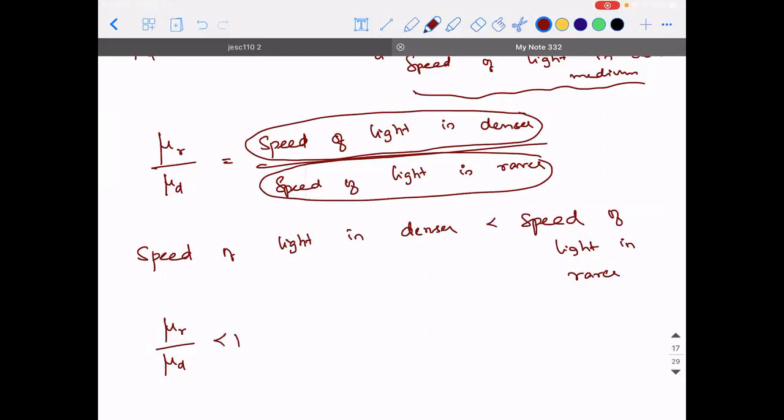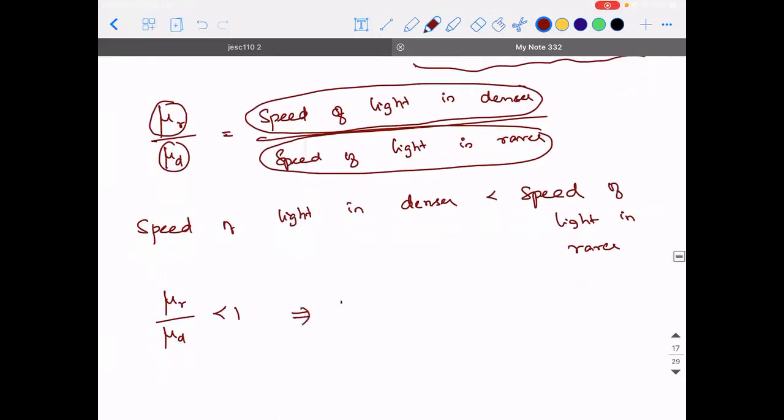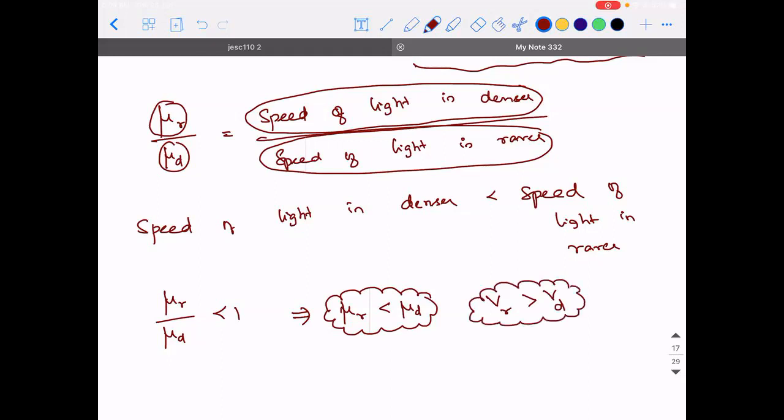less than 1? Yes, sir. Means if you divide a refractive index of rarer and refractive index of denser, the final output will be less than 1. From this, we can conclude that mu r is always less than mu d. Okay, so this is where the confusion starts. I want you people to be careful. Speed of light in rarer is greater than the speed of light in denser. Whereas when you talk about refractive index, it is just the reverse.